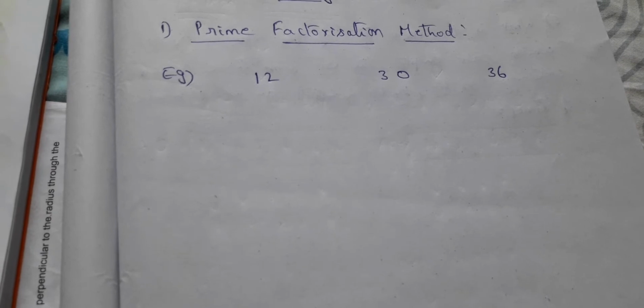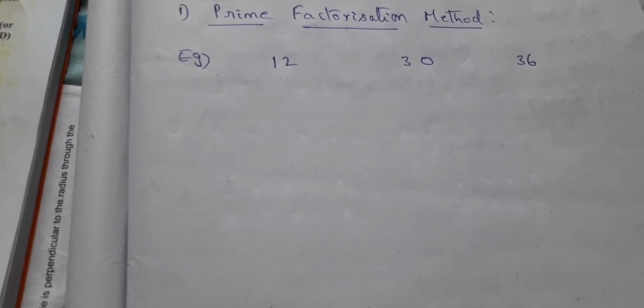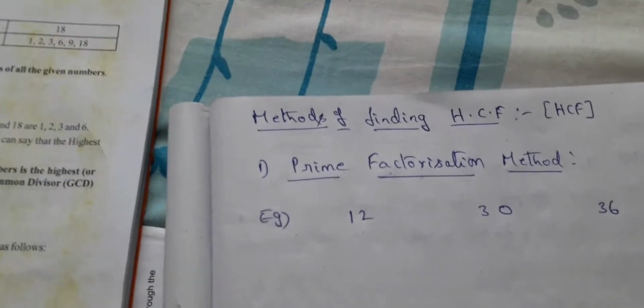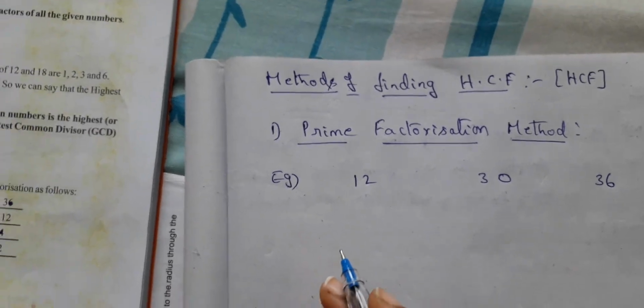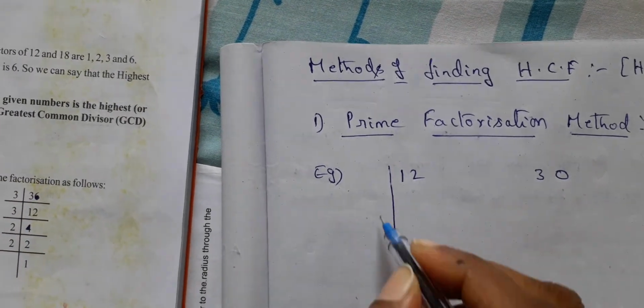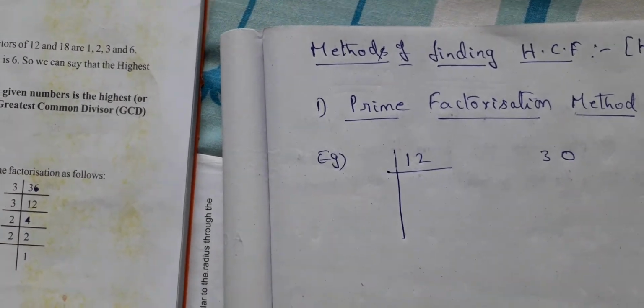So here in the example we are taking three numbers: 12, 30 and 36. For these three numbers, what is the highest common factor? That is what we are going to determine now. You already know how to find the factors of these, right? So now take the prime factors of it.